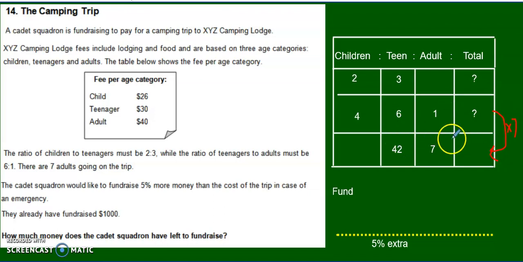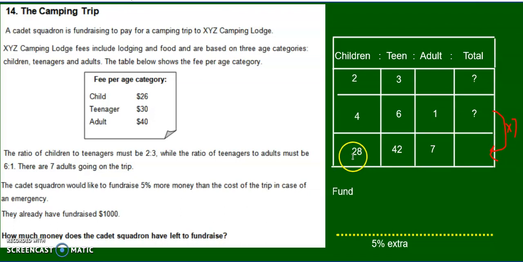Or I can cross multiply. See, that works if you cross multiply. I can do that here too: 4 times 42 divided by 6. Or I can just multiply by 7. 4 times 7 is 28. So there are 28 children. That's it. So now we know how many children, how many adults, and how many teenagers. We don't even need to know the total.